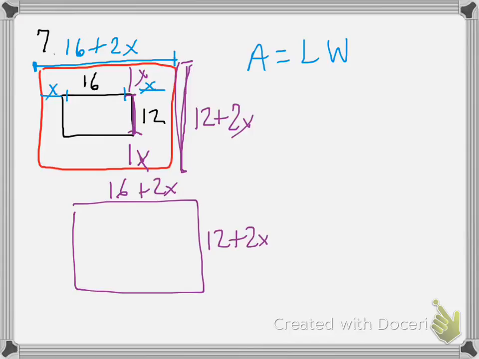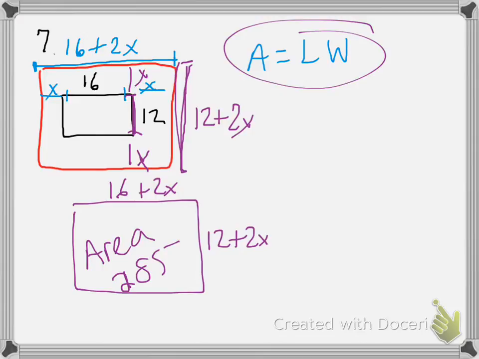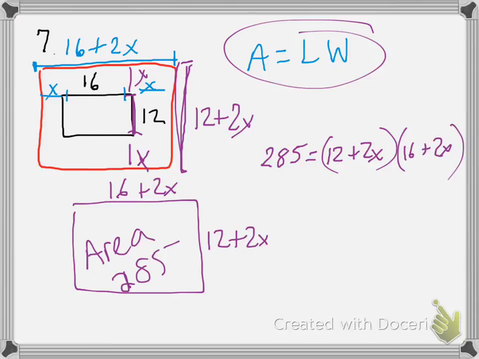And they told you that the area of that whole thing will be 285. So I can set up an equation thinking about area equals length times width. So I know 285 should equal 12 plus 2x times 16 plus 2x. Let me go to the new screen and clean it up a little bit.